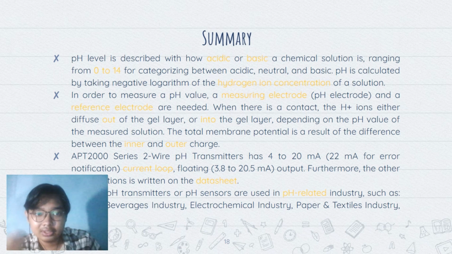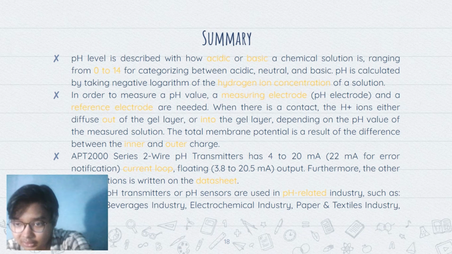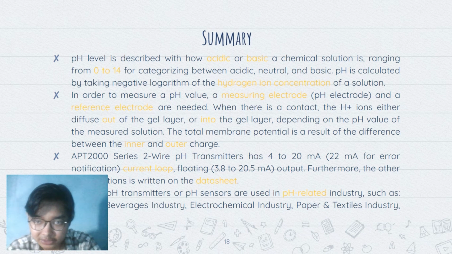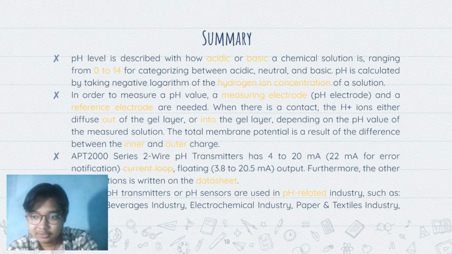The second one is, in order to measure a pH value, the measuring electrode or the pH electrode and the reference electrode are needed. When there is a contact, the hydrogen ion will diffuse out of the gel layer or into the gel layer depending on the pH of the measured solution. And the total membrane potential is a result of the difference between the inner and outer charge.